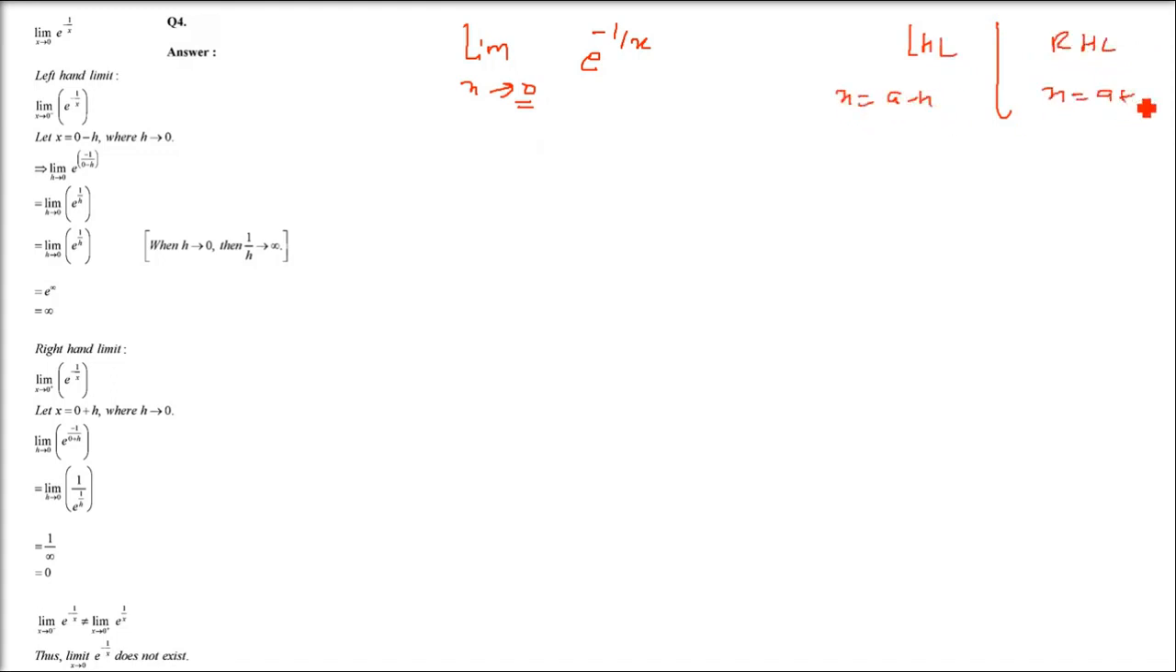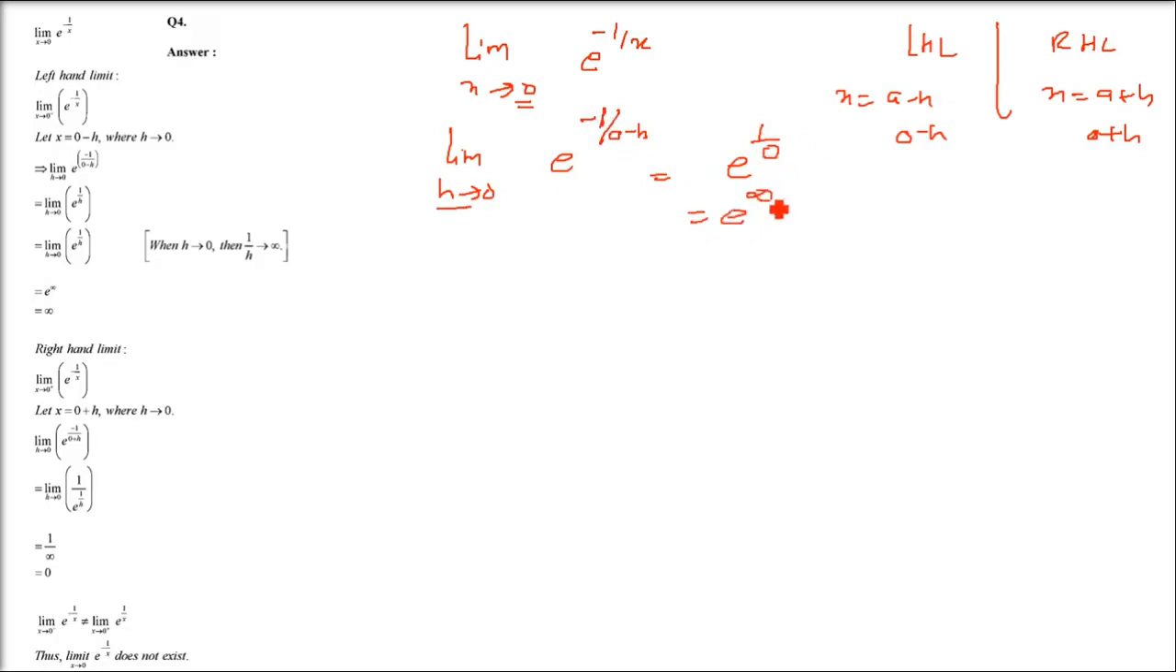We are discussing x equals a minus h, x equals a plus h, left hand side, right hand side. 0 minus h we are going to put in the left hand side, and 0 plus h in the right hand side. So we have the limit as x tends to 0 minus. We put e to the power minus 1 by 0 minus h, because we are taking the left hand limit. Minus 1 by minus h, the minus signs cancel, it's 1 by h.